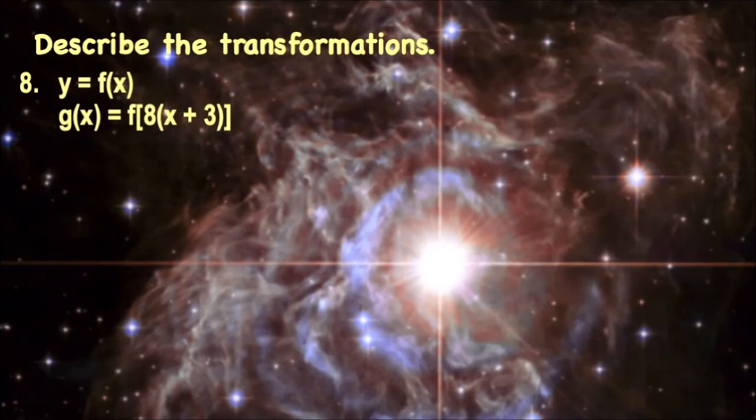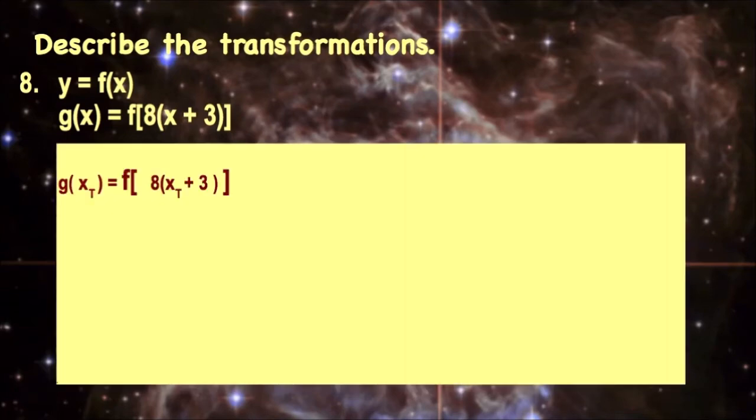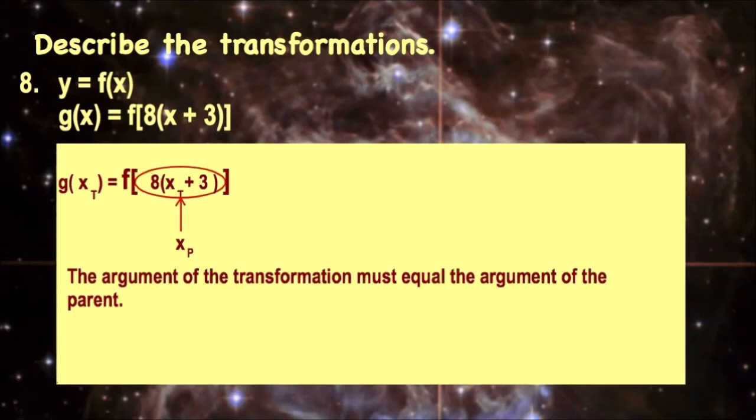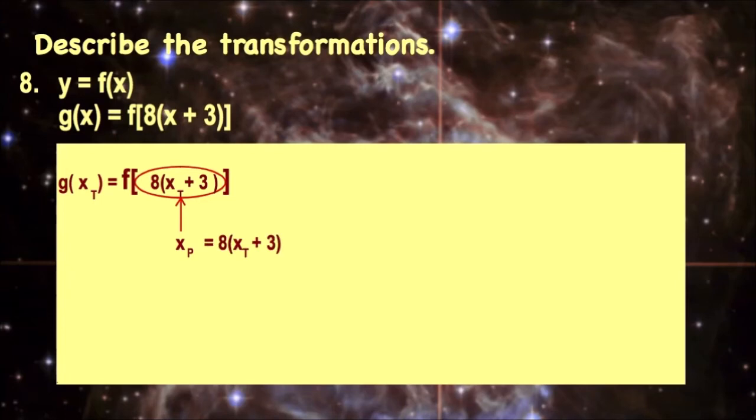Question 8. y equals f of x. g of x equals f of 8 times the quantity x plus 3. g of x transformation equals f of 8 times the quantity x transformation plus 3. The argument of the transformation must equal the argument of the parent. x parent is thus equal to 8 times the quantity x transformation plus 3. Divide both sides of the equation by 8.